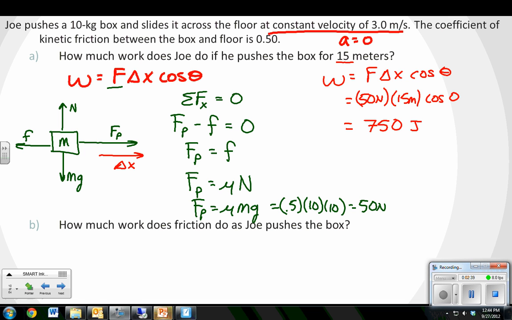So start with the work formula. Go there as fast as you can. See if you can get to the answer. As soon as you realize you don't know something, you got to go find it. And that's the same process here. How do we find forces? Free body diagrams, F equals ma.